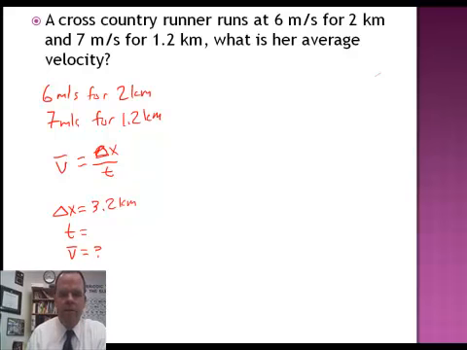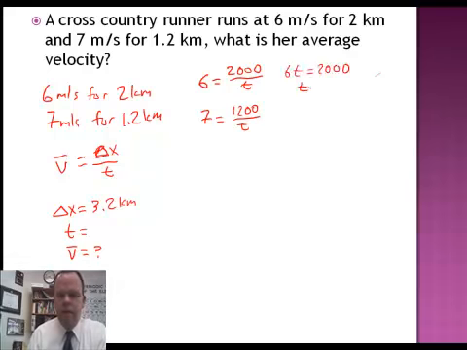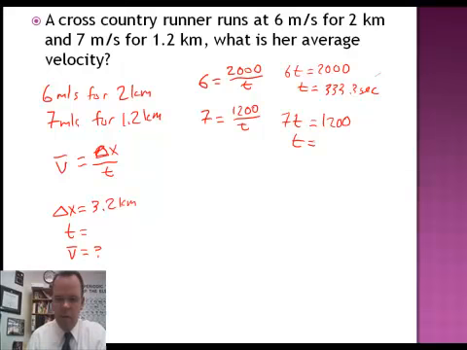So I'm going to take each one of these. 6, got to change kilometers to meters, equals 2,000 over t. And 7 equals 1,200 over t. Solve for t in each case. 6t equals 2,000. t equals 333.3 seconds. 7t equals 1,200 in this case. t equals 171.4 seconds. Add those times together.